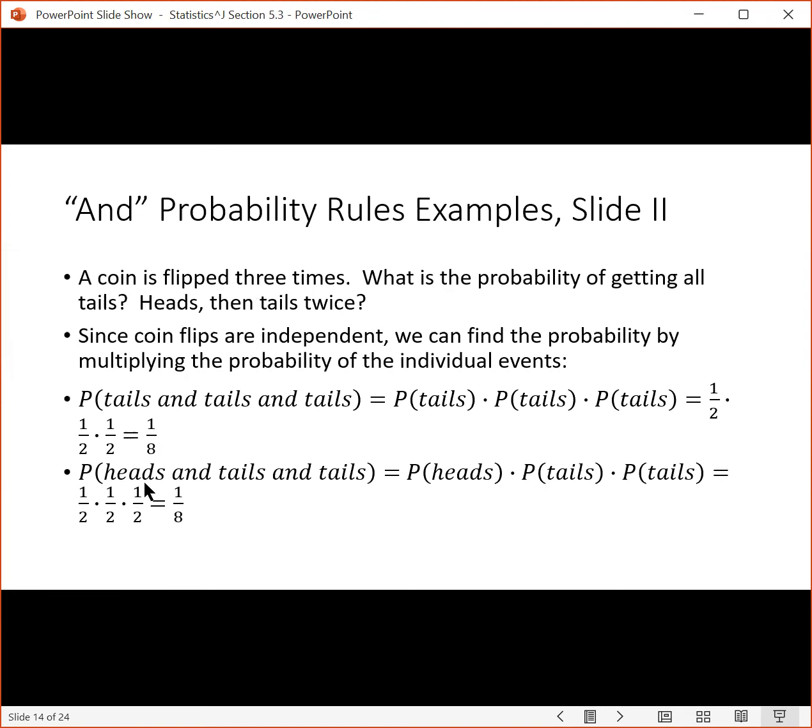What's the probability of getting heads and then tails and then tails? So you can do that by multiplying the individual probabilities. So we get probability of heads times probability of tails times probability of tails. That gets us 1/2, 1/2, 1/2, which is 1/8. Again, you're doing it this way because the events are independent. When they're independent, you can multiply the probability of individual events.